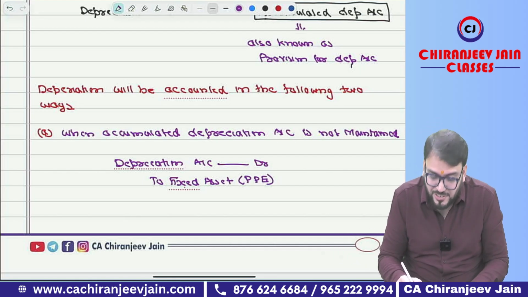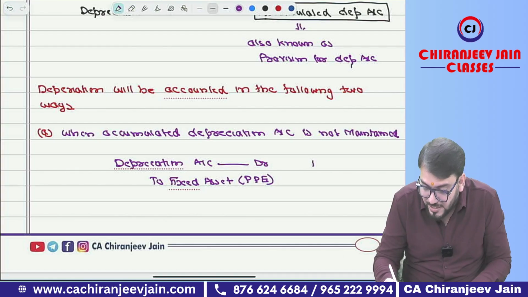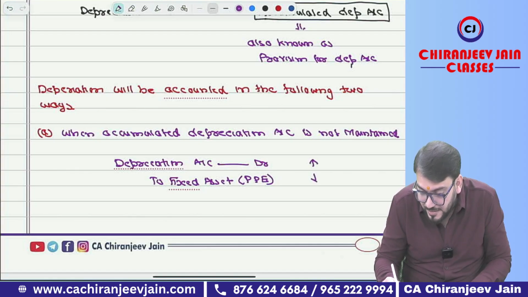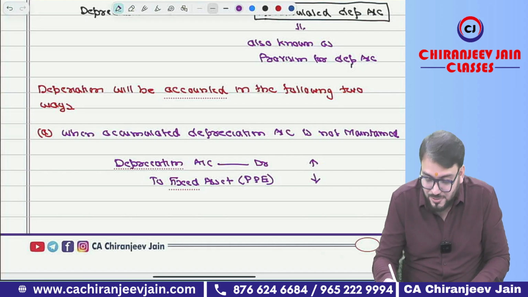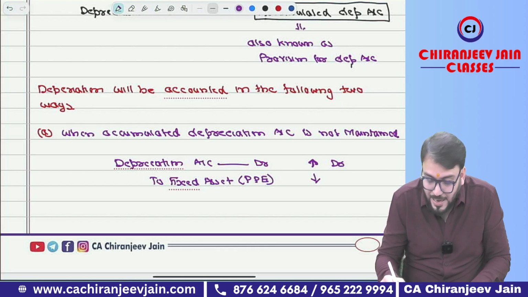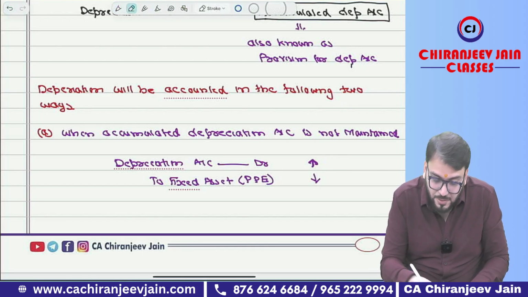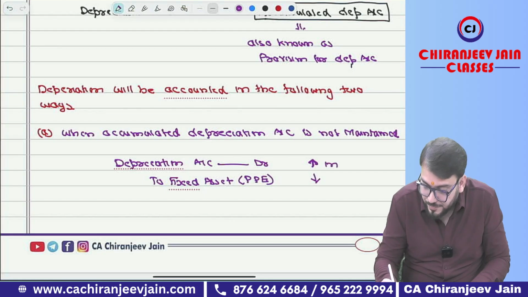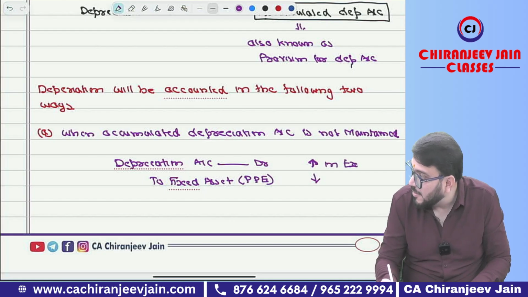Okay. So depreciation account debit to fixed asset. It is an increase in expense, and a decrease in asset. Increase in expense will be debited, and the decrease in asset will be credited. Okay, sir. Any doubt?